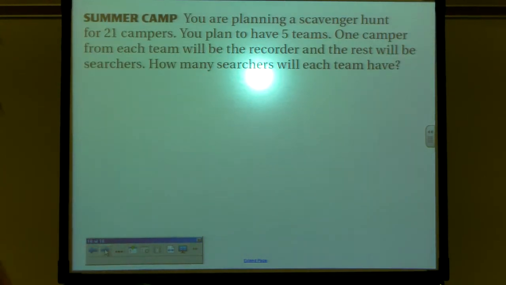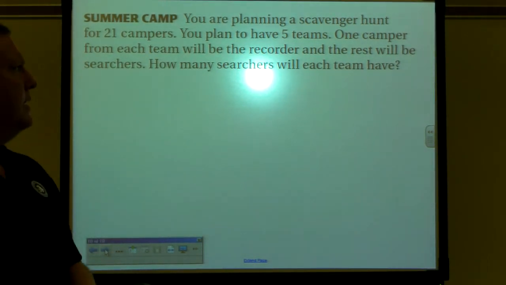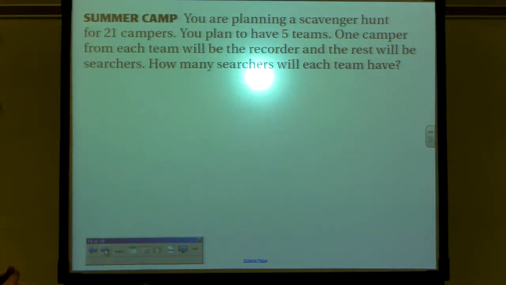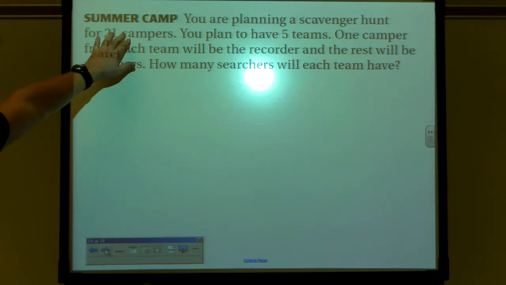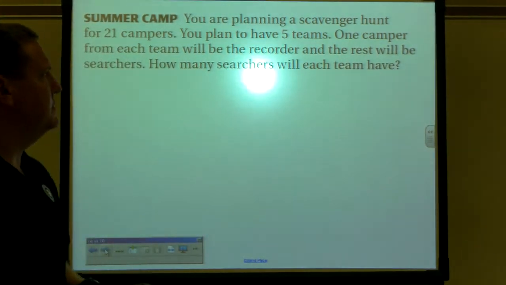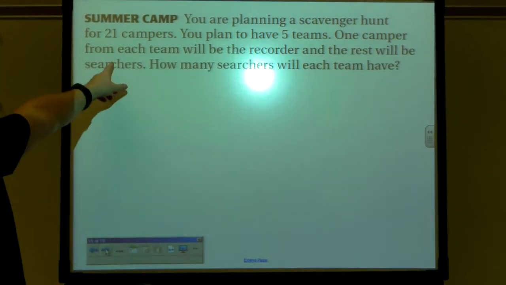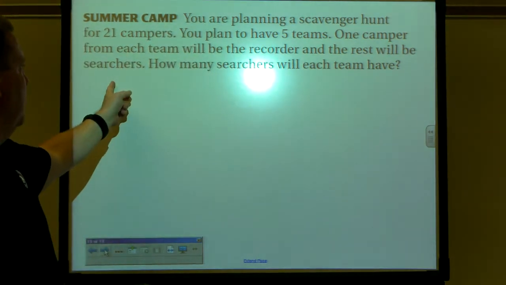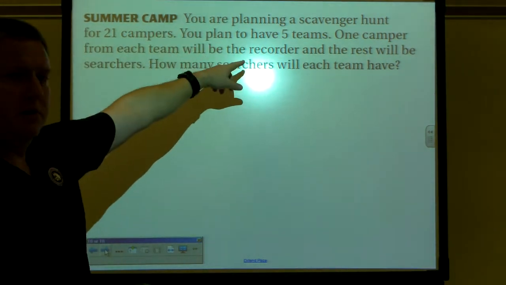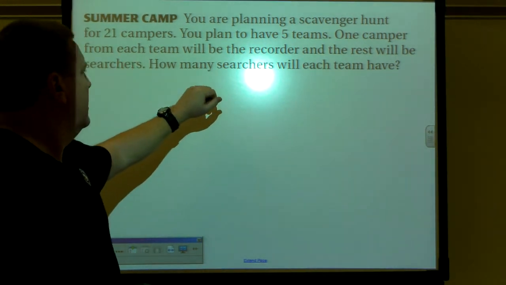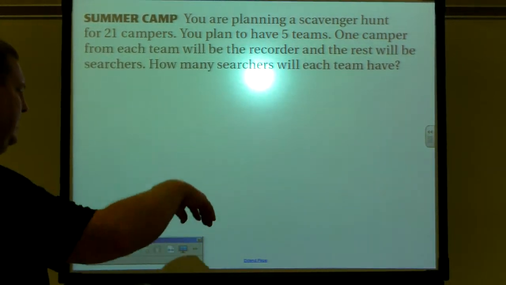And last one's going to be a word problem where we have to actually write our own multi-step equation and then solve it. You're planning a scavenger hunt for 21 campers. That's important information. That's a total. You plan to have 5 teams. 1 camper for each team will be the recorder, while the rest of the people on the team will be searchers. So we know 1 person is the recorder and the rest of the people are searchers. How many searchers will be on each team?